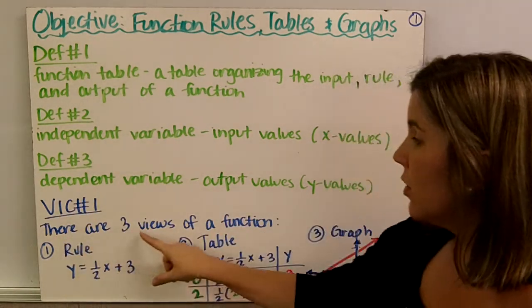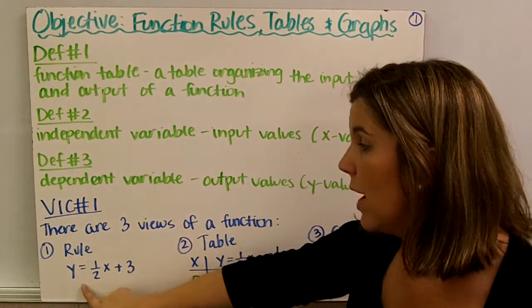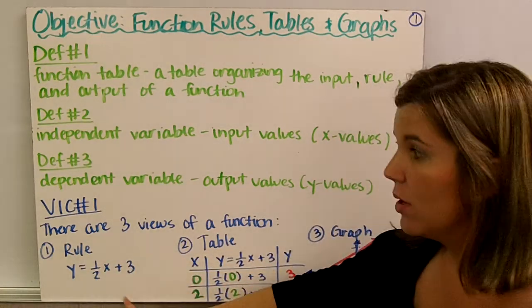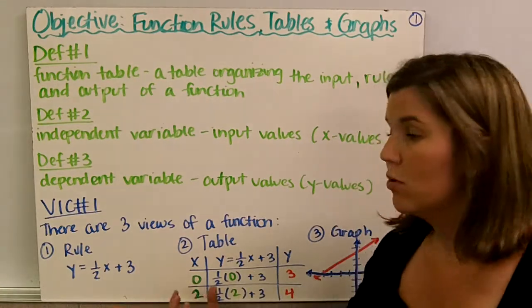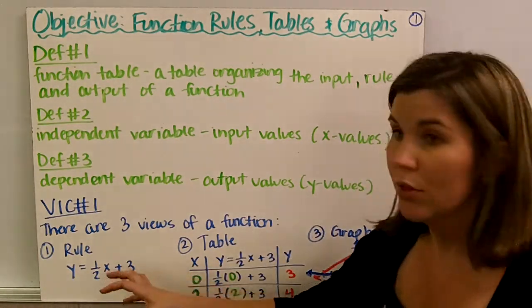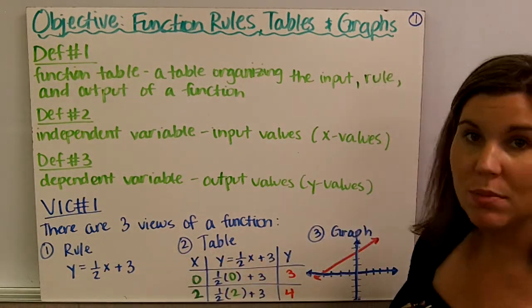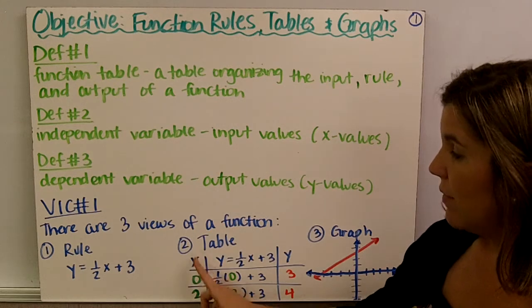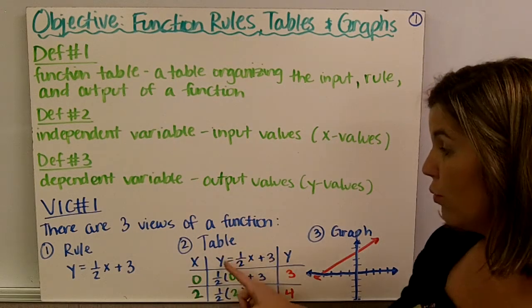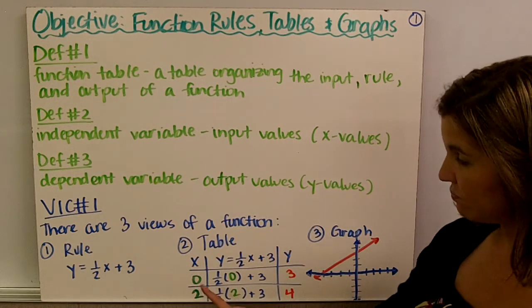Big idea number one, there are three views of a function. One is the rule. You might see y equals 1/2 x plus 3, or f of x equals 2x squared, or g of x equals 3 plus 5x. These are rules. Or it might be in the form of a table. So you have an x, your rule, and your y. Your input, the rule, and the y.